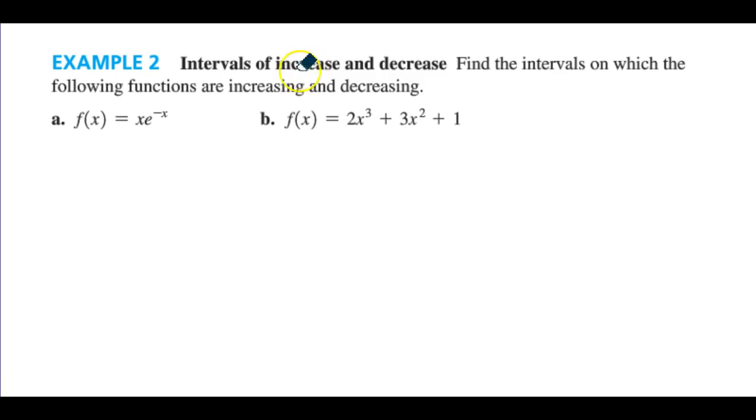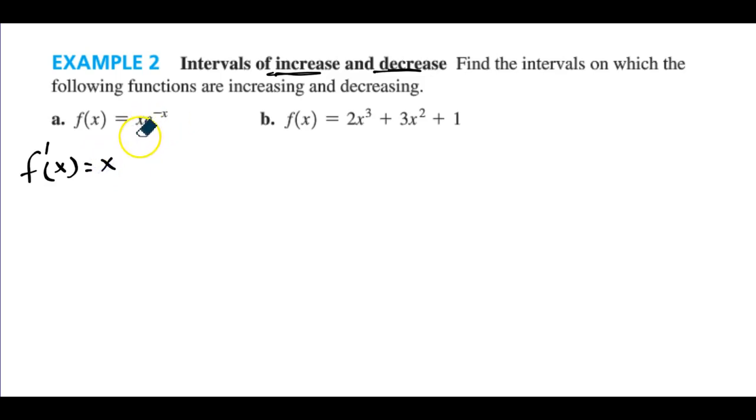So here's really your first example of finding intervals of increase and decrease. We need to find the derivative and set it equal to 0 to find the critical values that either go on a number line or in my chart. I think I'll just start with a number line, but eventually I'm going to get back to that chart.